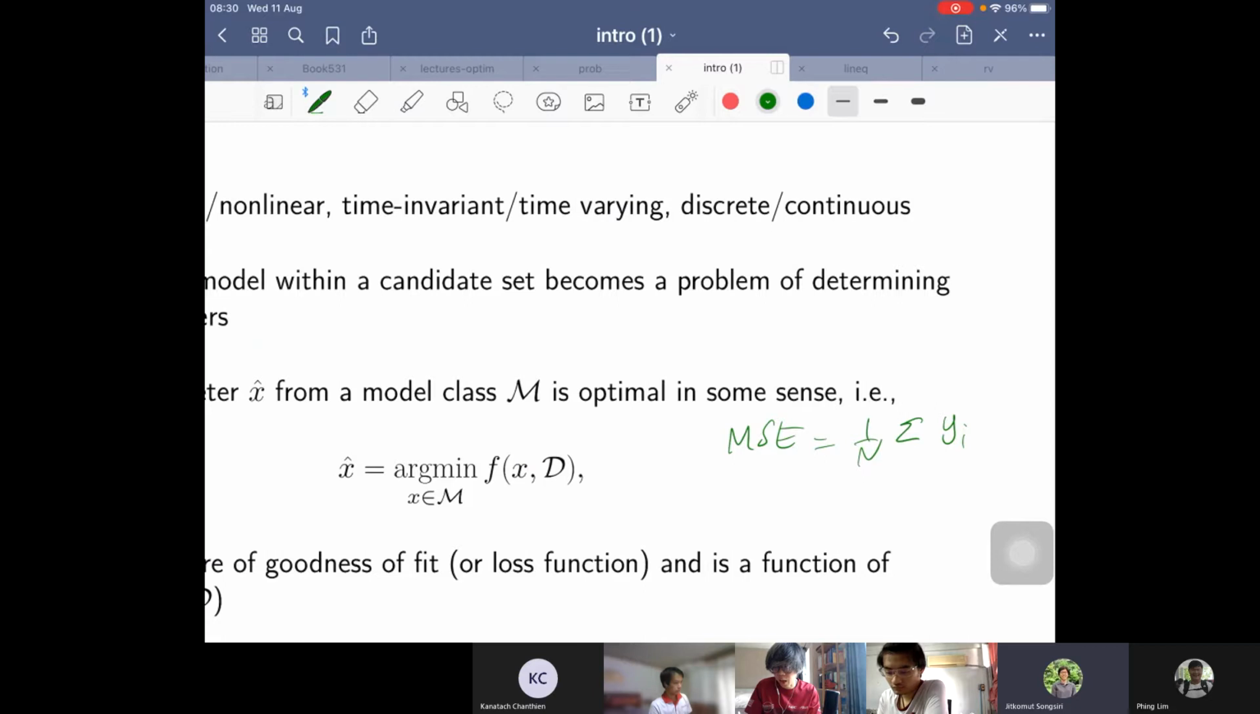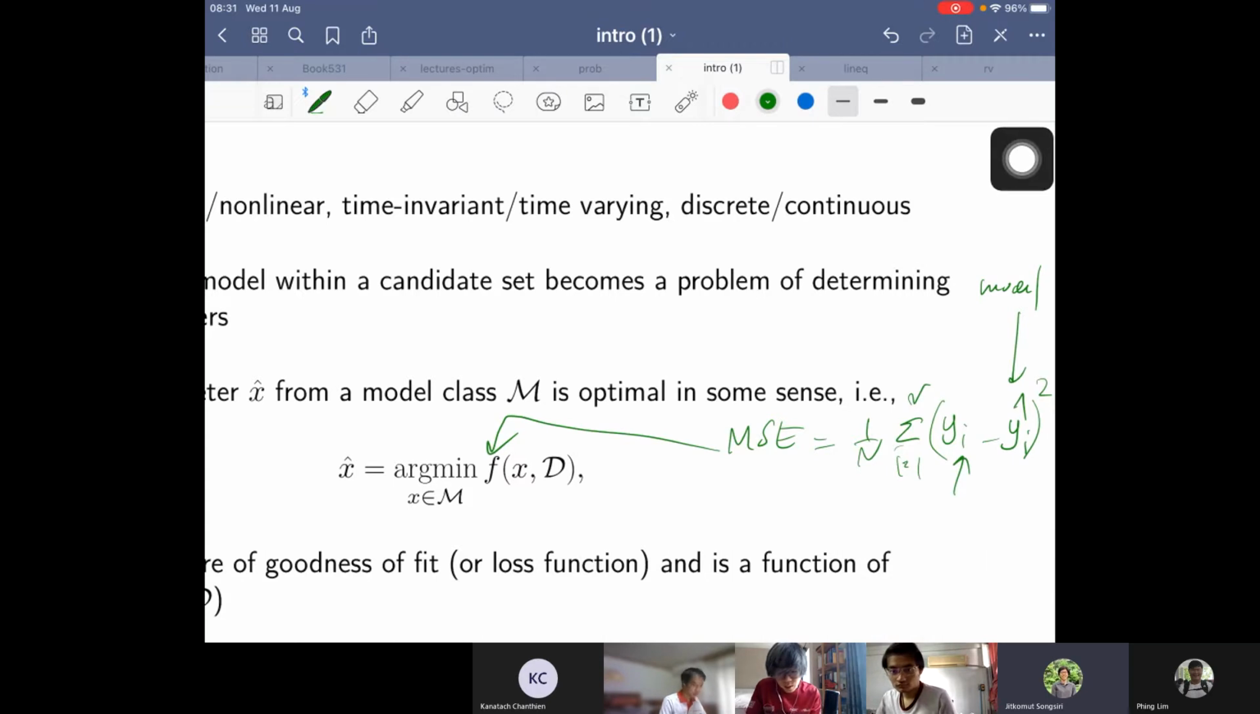So I pick the real output at sample i and subtract it from the estimation. This is from your model, right? My index i is the sample index, the data point. I make a square, okay? i from 1 to n. So this is my f. Now, how is it a function of x and d?